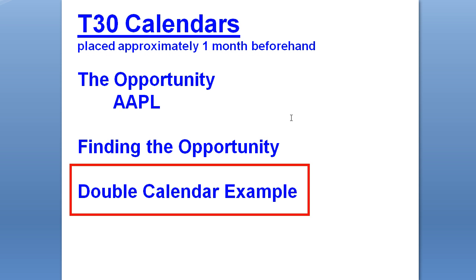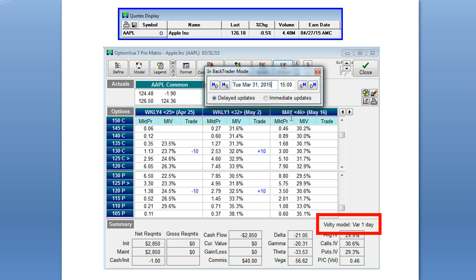Let's look at the double calendar example. In level 2, we showed you what a double calendar looked like. You can put on a single calendar and adjust it, throwing on more calls and puts and balancing it. Or what I like to look at is the double calendar. Here's an example from Apple. This is March 31st, 2015. We're looking at that date because earnings was going to come out April 27th.